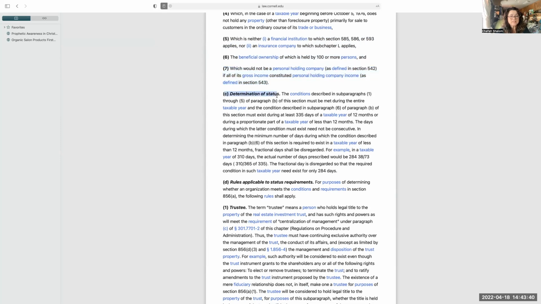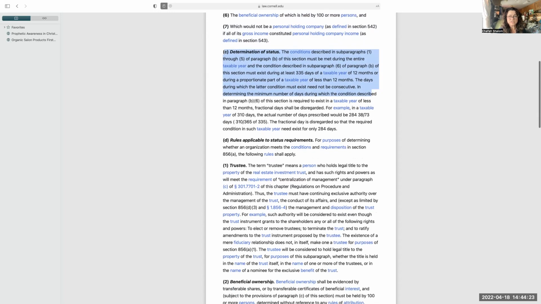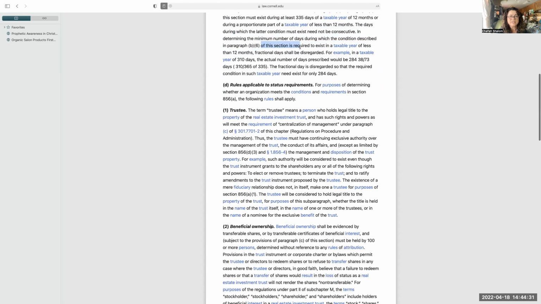C, determination of status. The conditions described in subparagraphs 1 through 5 of paragraph B of this section must be met during the entire taxable year, and the condition described in subparagraph 6 of paragraph B of this section must exist during at least 335 days of a taxable year of 12 months or during a proportionate part of a taxable year of less than 12 months. The days during which the latter condition must exist need not be consecutive, meaning one right after the next. In determining the minimum number of days during which the condition described in paragraph B6 of this section is required to exist in a taxable year of less than 12 months, fractional days shall be disregarded.